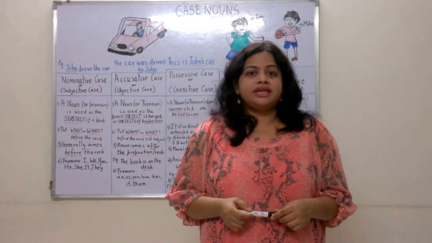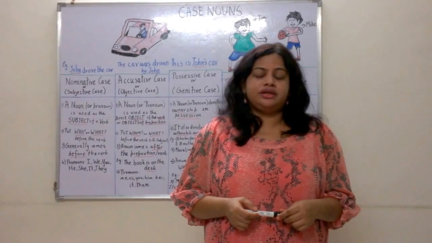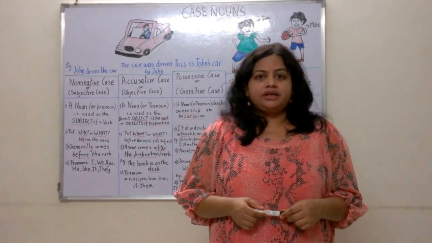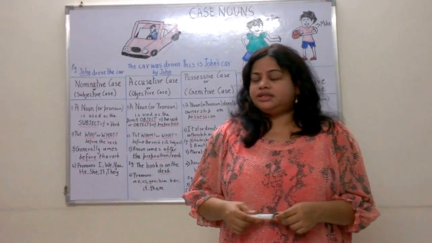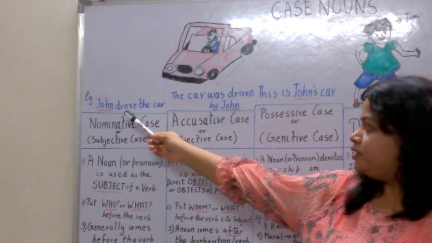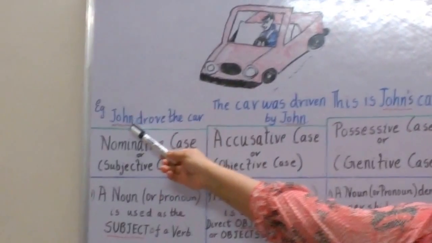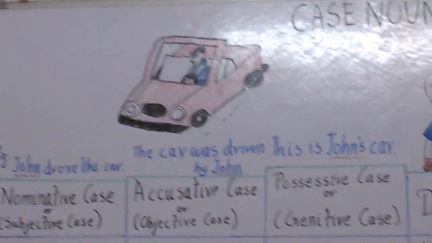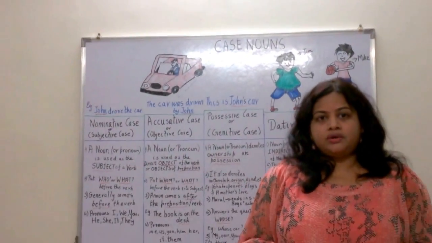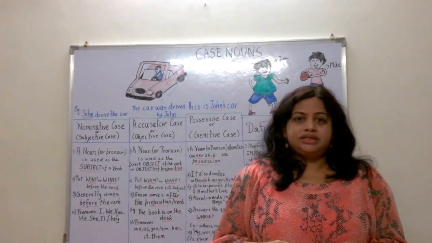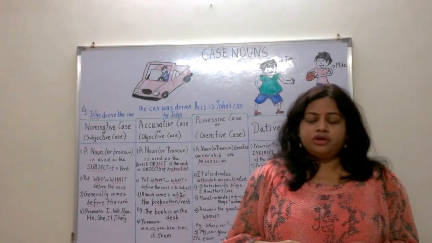What are case nouns? Case nouns show the relation between a noun and a pronoun. Depending on the case, the person or the object is considered in connection with the subject and the object of the sentence. Depending on the use of the case of a noun or a pronoun, this is classified into one of the following cases.